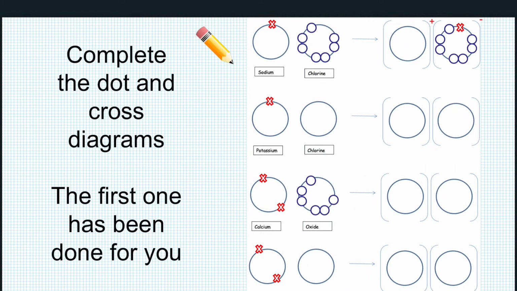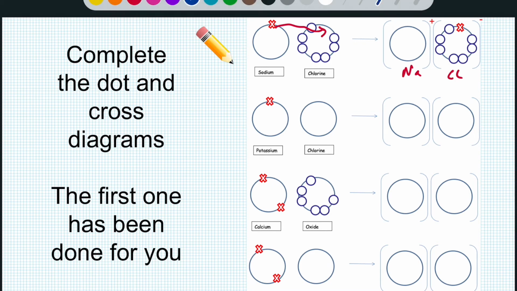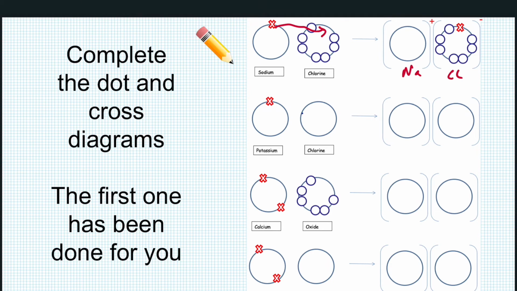The question was to complete these dot and cross diagrams. We've got the first one that's done for us. We've got sodium and chlorine. Well, sodium loses this electron to chlorine. So we can see here on the right hand side, sodium has lost the electron to chlorine, and that has made sodium chloride. Potassium chloride, well, we need to fill in the chlorine atom's electrons.